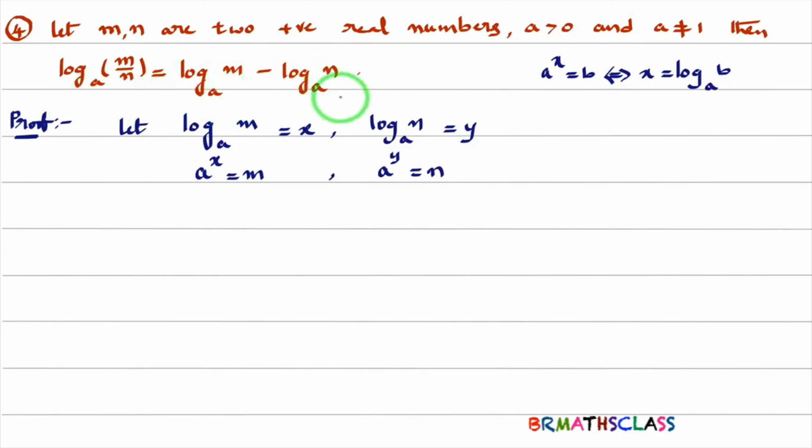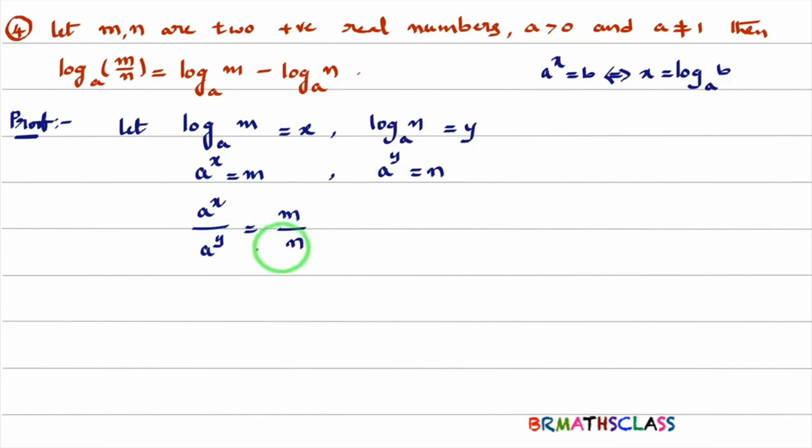We need to prove this result. To prove it, like the earlier property, I considered log m base a as x and log n base a as y. As per the definition, this can be written as a power x equal to m and a power y equal to n. To get this result, what will I do? I'll consider a power x divided by a power y. What is a power x? A power x is m, divided by what is a power y?